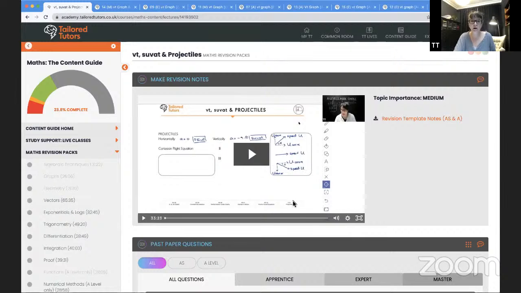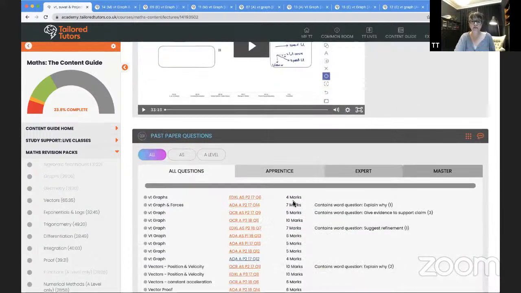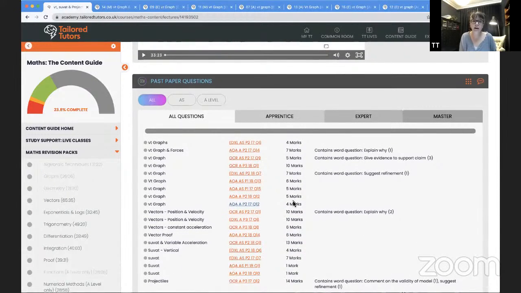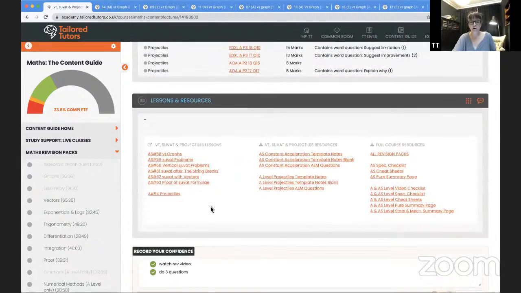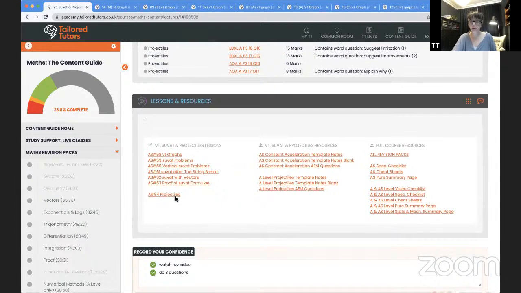If you think you already know this topic, go straight in to past paper questions, because that's where you're really going to learn. Everyone knows that about maths. You don't really learn until you get on with it. Down here, there are also the individual lessons and the resources that you might need when you're using those lessons, or all the other cheat sheets and stuff that you might want for the whole course.